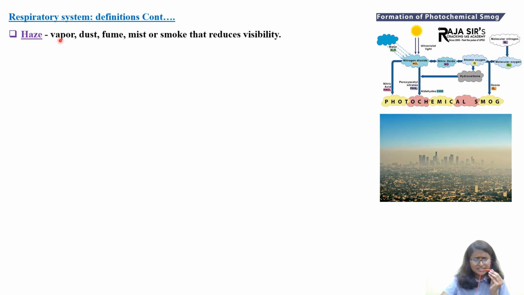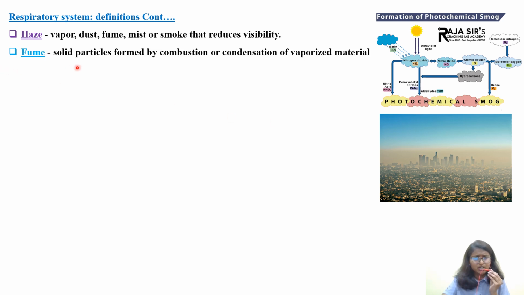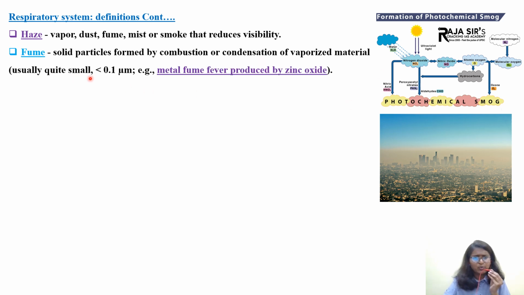What is haze? Haze is vapor, dust or fume, mist or smoke that reduces visibility, so there will be some difficulty in driving. Fume: solid particles formed by combustion or condensation of vaporized materials, usually quite small, less than 0.1 micrometer. Example, metal fume fever produced by zinc oxide.